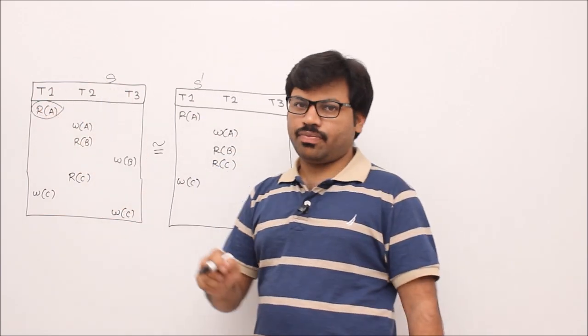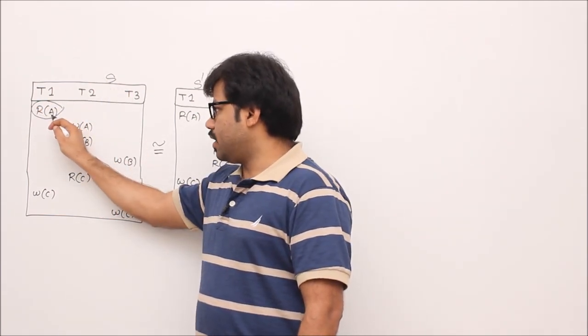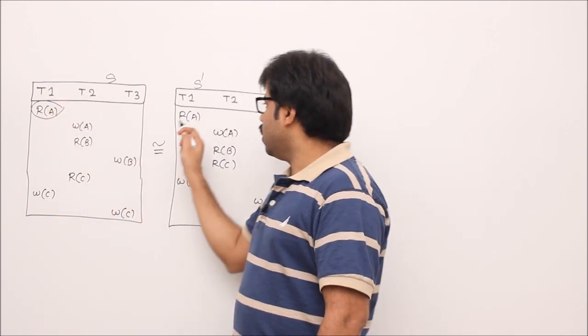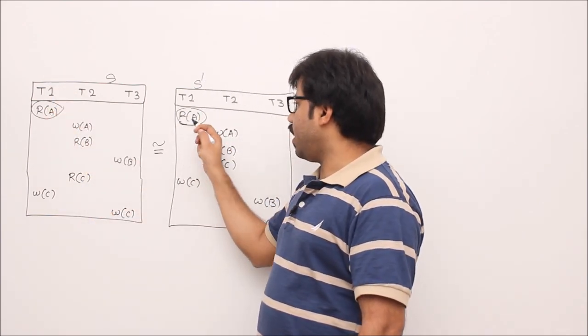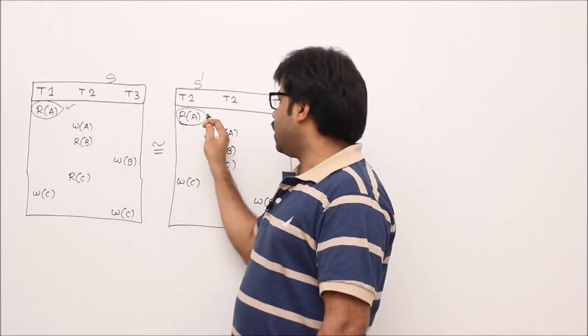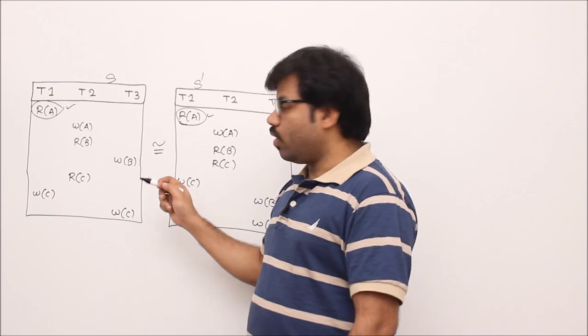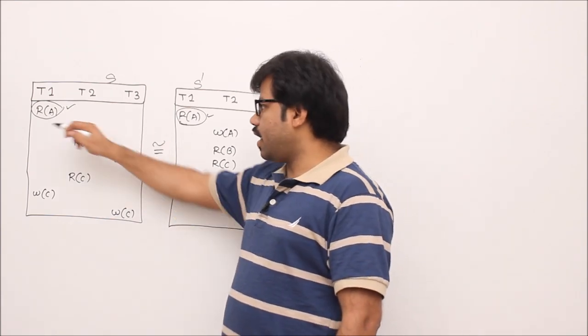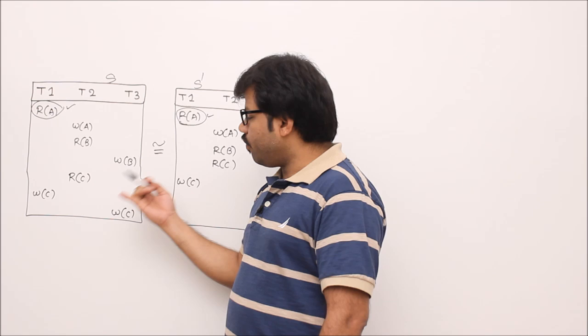Take every read. This read on database item A is reading from the database. There is one corresponding read in the other schedule, and that also should read from the database. Yes, so the read condition is satisfied. But that is only one read condition, right? Only one database item is satisfying it. We have to try for every read.